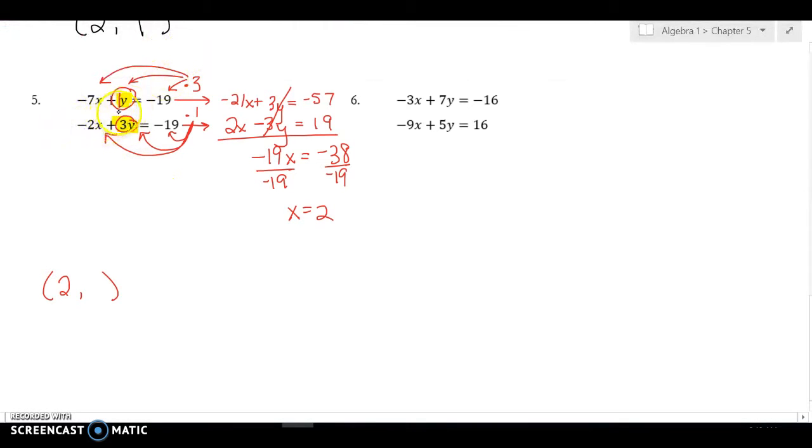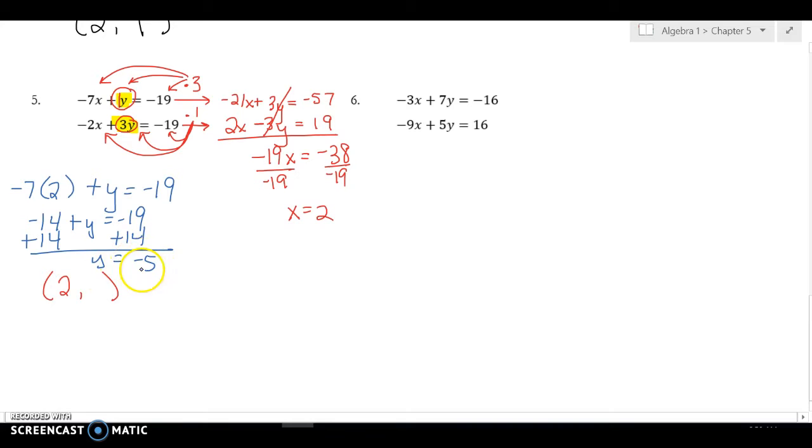I'm going to plug it into the first equation right here, and really you can plug it into the first, second, third, or fourth. It doesn't matter. They all work. But I'm going to do the first one. Negative 7 times x plus y is equal to negative 19. Well, we just found out x was 2. So I get negative 14 plus y is negative 19. And so I'm going to add 14 to both sides, which will give me y is negative 5. And there's my answer.